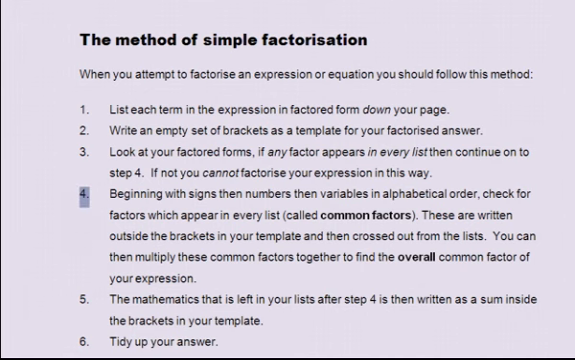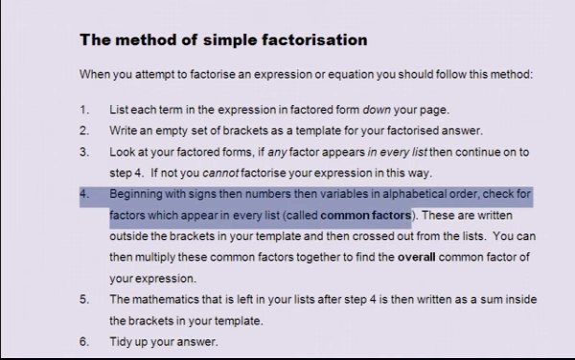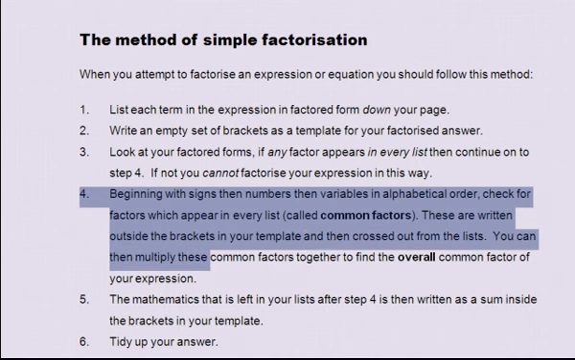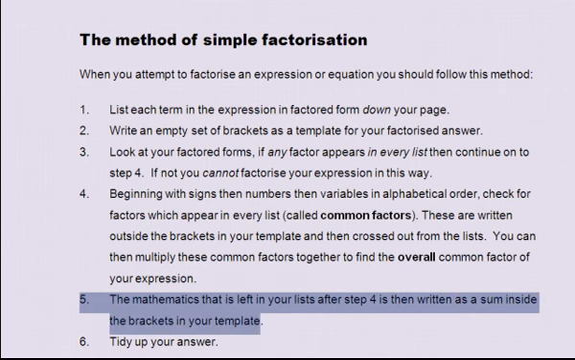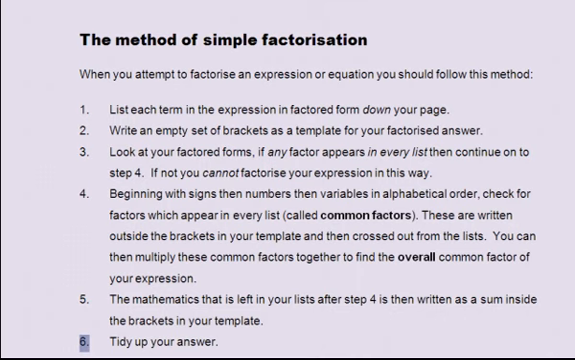Step 4. Beginning with signs, then numbers, then variables in alphabetical order, check for factors which appear in every list, called common factors. These are written outside the brackets in your template and then crossed out from the lists. You can then multiply these common factors together to find the overall common factor of your expression. Step 5. The mathematics that is left in your lists after step 4 is then written as a sum inside the brackets in your template. Step 6. Tidy up your answer.